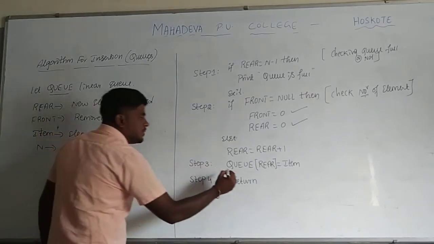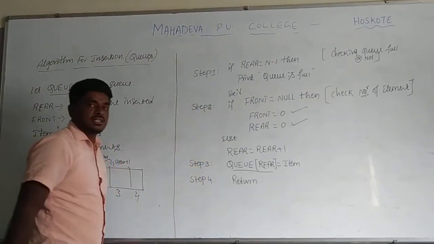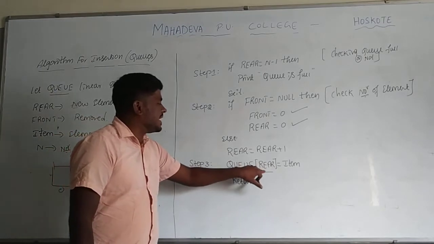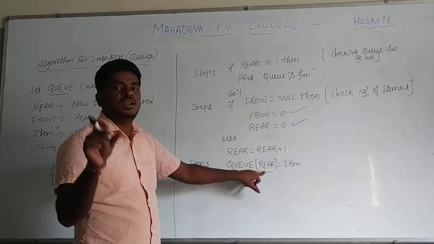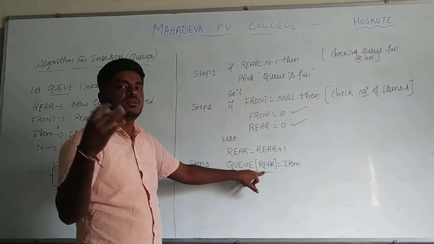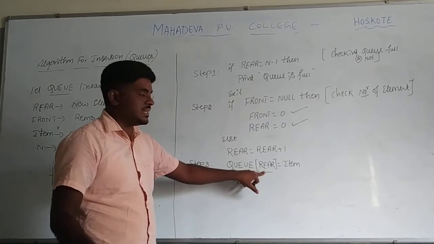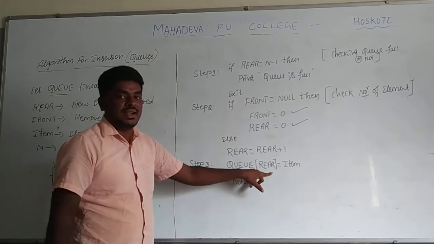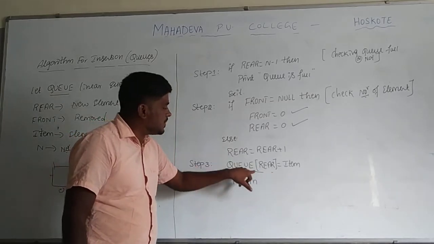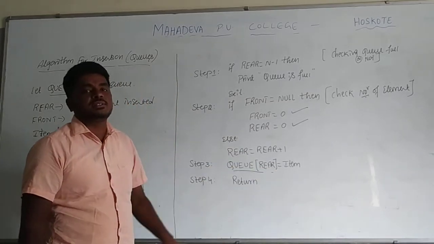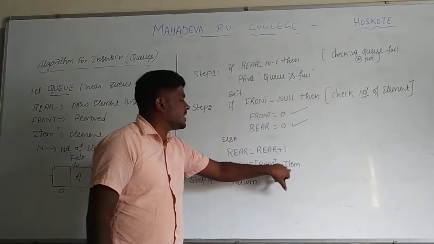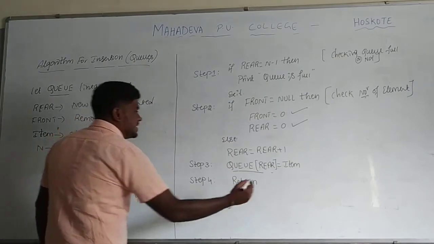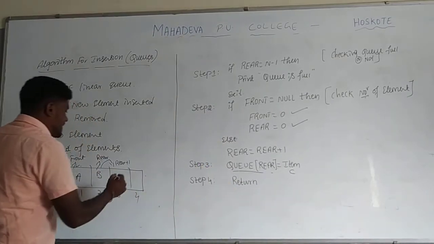Now we need to copy the element into the queue data structure. Q of rear, where we are inserting at rear end, because rear is the pointer variable used to insert a new element into the queue data structure. That's what we are using here, rear end. Q of rear, these brackets are called square brackets, which identify the array. Q of rear is equal to item, the item inserted. Which element are we inserting now? C.